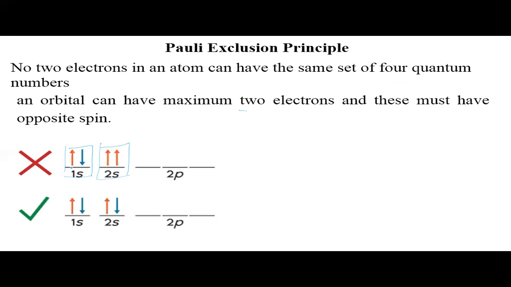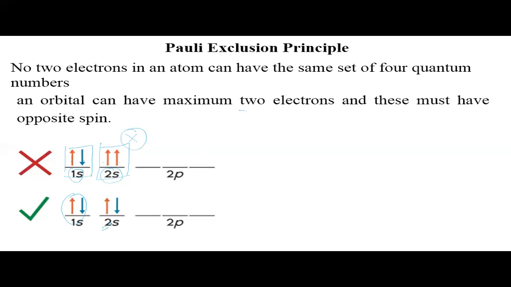In the first case, in 1s, the 2 electrons have opposite spin, but in 2s there are electrons having the same spin. That is why this is not allowed. Whereas in the second case, you can see the electrons have opposite spin in the case of 1s as well as in 2s.